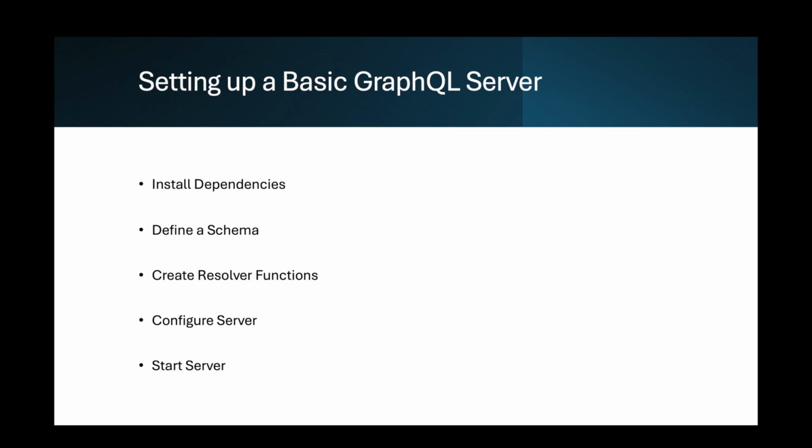Now, install the necessary dependencies for your chosen server implementation, such as Apollo Server, Express, or GraphQL Yoga, along with any additional libraries or tools you need. Next is define a schema. Now, you have to define your GraphQL schema using the schema definition language, which is SDL. This includes specifying the types, queries, mutations, and subscriptions supported by your API.